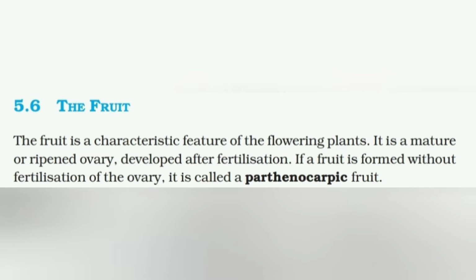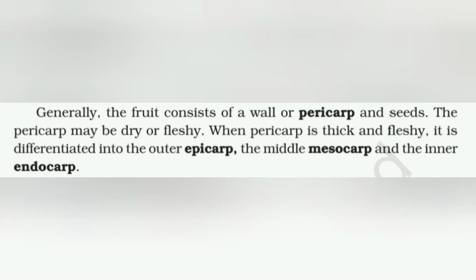Also, if the fruit arises from a part other than the ovary, then the fruits are called false fruits. Generally, the fruit consists of a wall or a pericarp and seeds. The pericarp may be dry or fleshy. When the pericarp is thick and fleshy, it is differentiated into outer epicarp, middle mesocarp, and inner endocarp. That is, the three layers combined are known as pericarp.